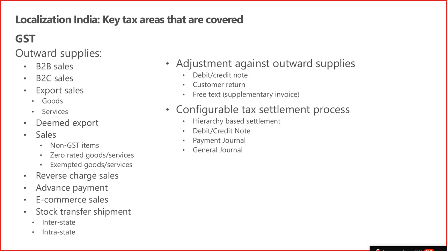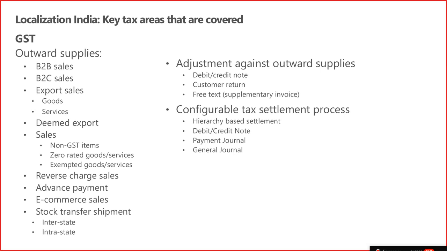Then reverse charge sales: no impact on the tax calculation, but those transactions need to be reported back to the government. So the transaction has to be identified. The reverse charge sales transactions need to be disclosed in the return, and identification is possible in the application.